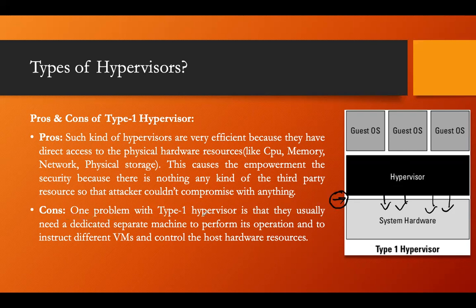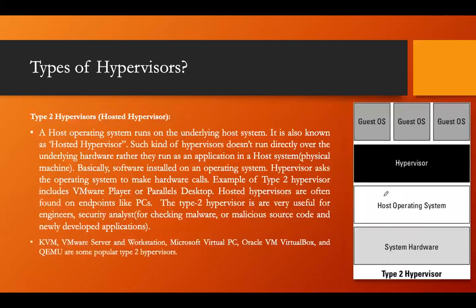What is the problem? One problem with type 1 hypervisor is that they usually need a dedicated separate machine to perform their operation, to instruct the different virtual machines and control the host hardware resources. Definitely, if there is nothing in between the hypervisor and the system hardware, it is going to control the whole hardware by itself, right? As well as, we require a dedicated separate machine for it without the underlying operating system. So this is the disadvantage of type 1 hypervisor.